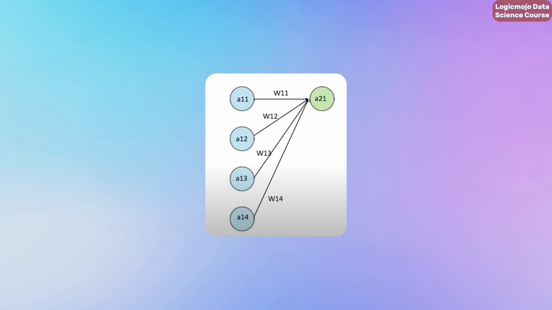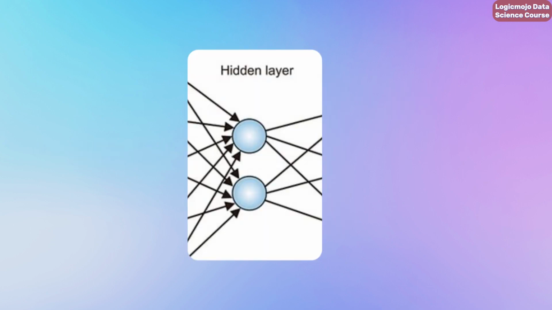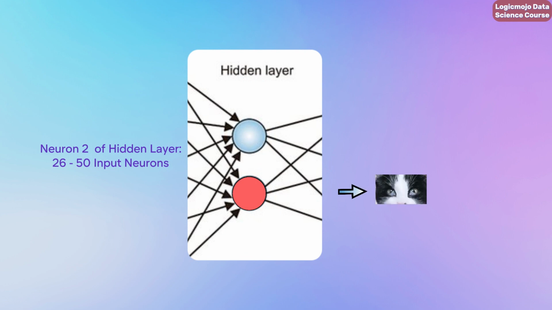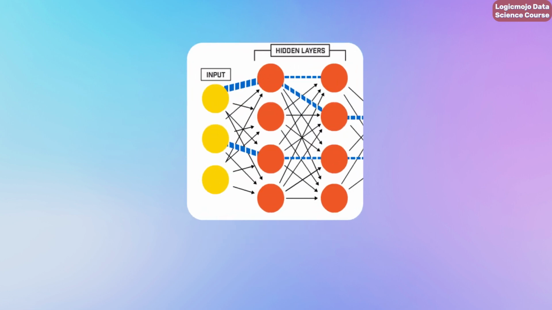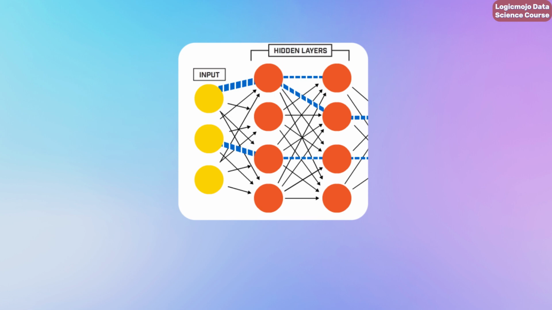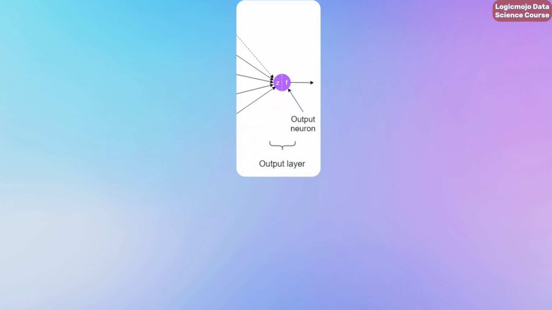In this case, let's say neuron 1 of the hidden layer is connected with neurons 1 to 25 of the input layer, which computes the leg of the animal, whether it's a cat leg or not. Similarly, neuron 2 is connected with neurons 26 to 50 of the input layer, and it computes the eyes of the animal, and so on. So our hidden layer neurons are connected with a lot of input layer neurons, and this feature identification, or you can call it the processing, is done in the hidden layer. And then the next layer is the output layer.